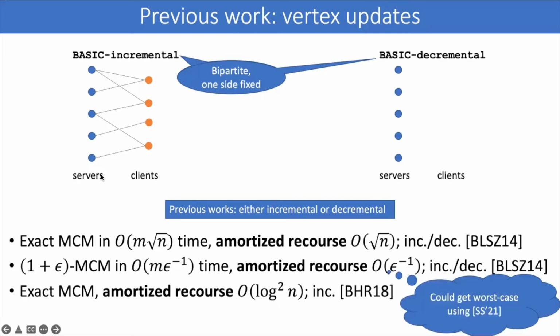Note that for all of these results, we can get a worst case recourse bound of 1 over epsilon by applying the theorem of SS21. For the first and the third result, the matching is no longer exact, but for the second result, we get the same approximation with the same runtime.